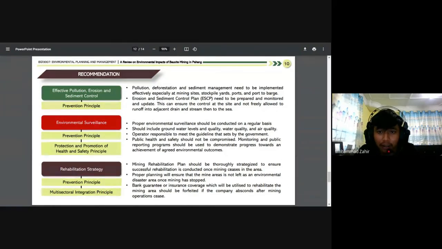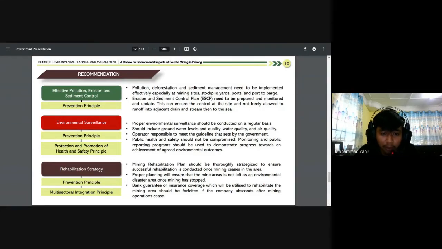So the second recommendation is environmental surveillance or environmental monitoring. This environmental monitoring should be carried out daily. Land, water levels and condition, water quality, air quality, and so on can all be monitored. Operators must accept accountability for meeting performance requirements established by the government and are required to strive for continuous improvement whenever possible. The public health and welfare also should not be jeopardized.